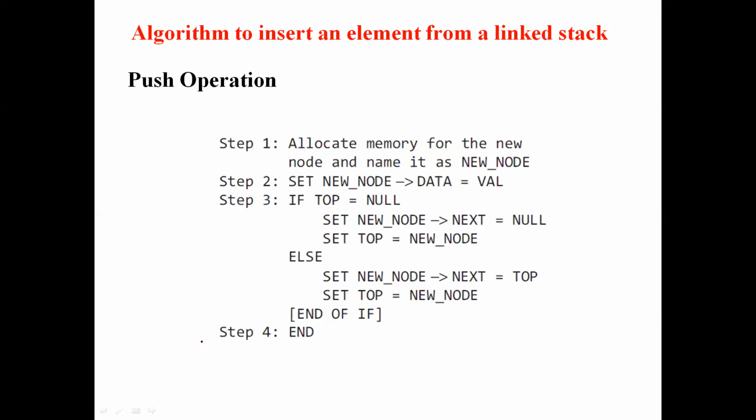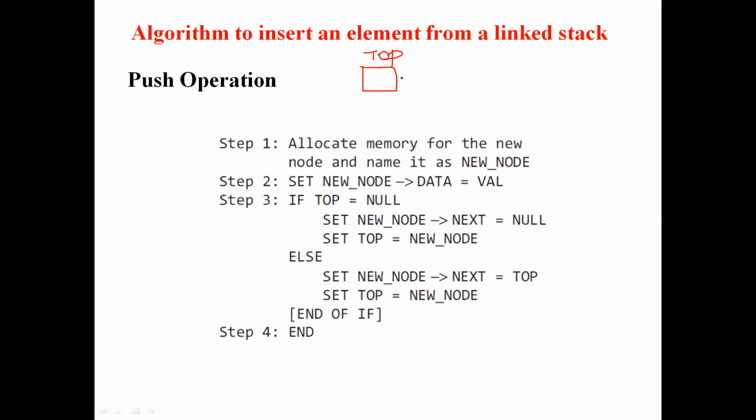So this is an algorithm. It has 4 steps. Step number 1 is to allocate memory. Now I want to create a stack using a linked list. For that, you will have a top pointer variable. Keep it in mind, it is a top pointer variable of struct node data type.